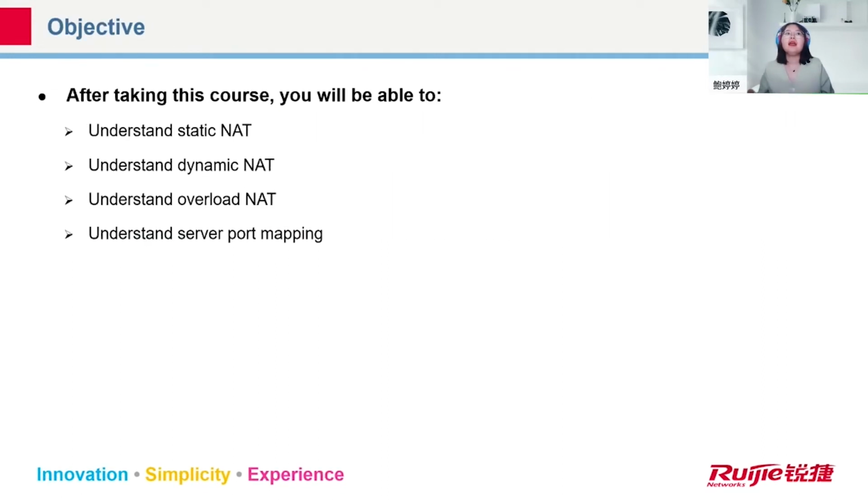And in this course, we will talk about 4 types of NAT: static, dynamic, overload, and server mapping, for different scenarios. And I guess lots of scenarios in our network use the overload NAT and the server port mapping. We will usually deploy those in our network. But about static and dynamic, we will maybe just talk about the principle faster.